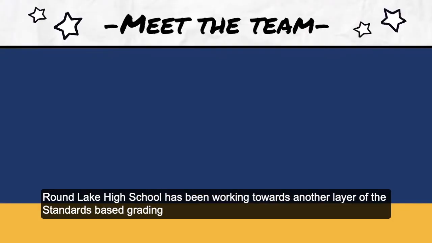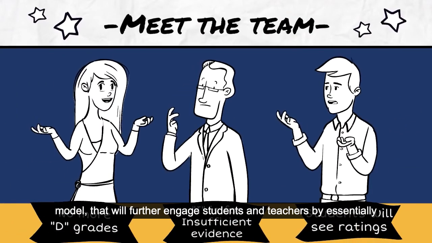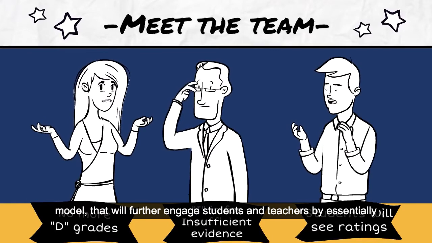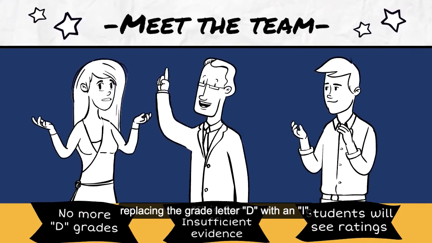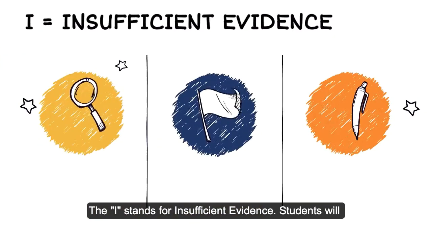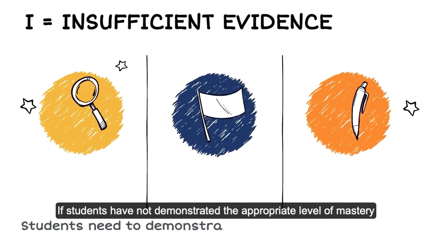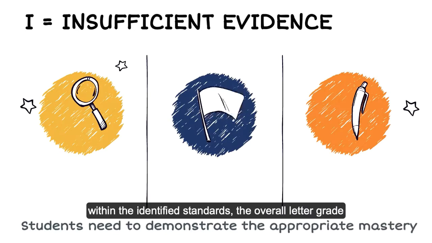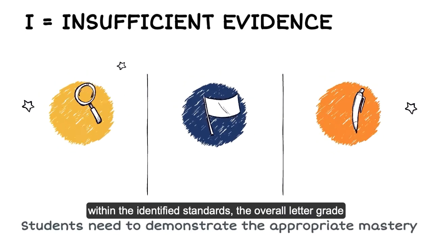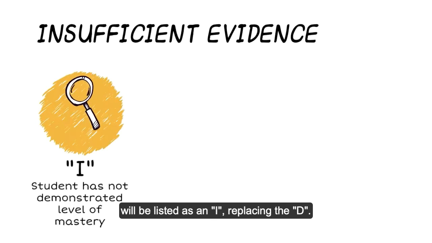Round Lake High School has been working toward another layer of the standards-based grading model that will further engage students and teachers by essentially replacing the grade letter D with an I. The I stands for insufficient evidence. Students will continue to see the number ratings of 0 through 4 on individual standards. If students have not demonstrated the appropriate level of mastery within the identified standards, the overall letter grade will be listed as an I, replacing the D.